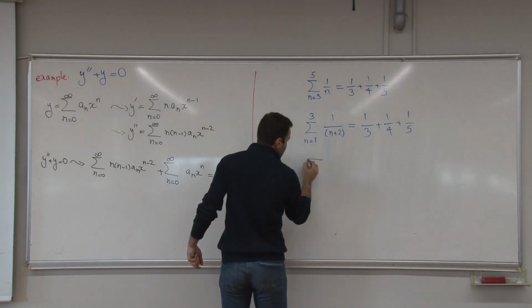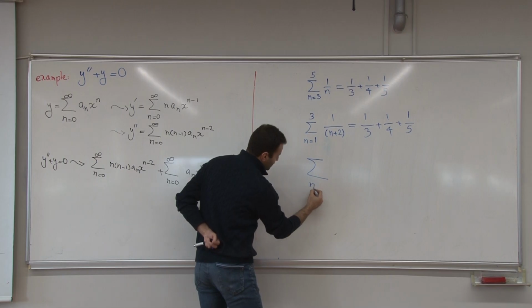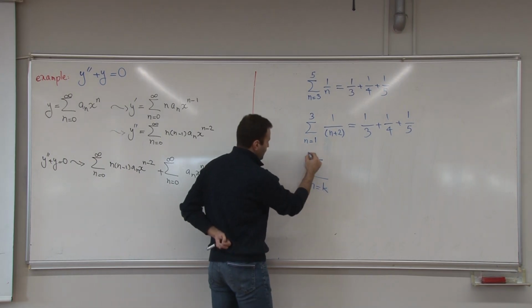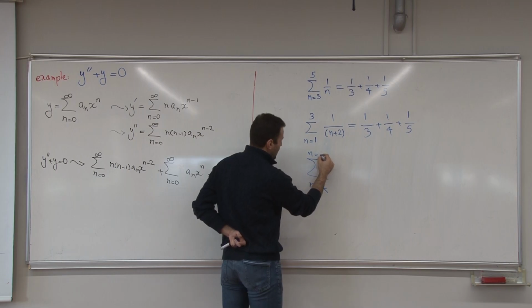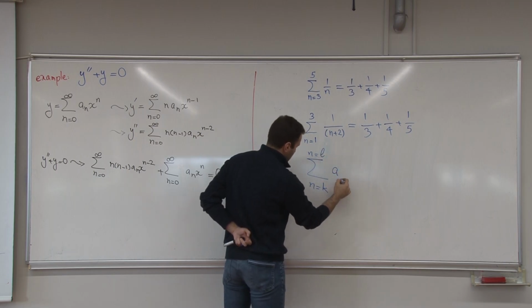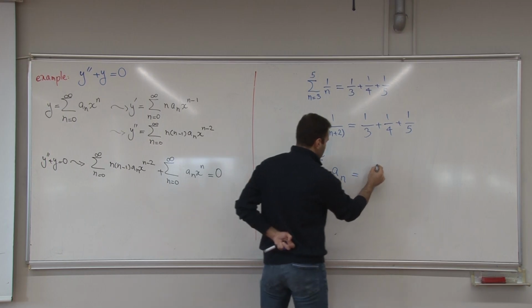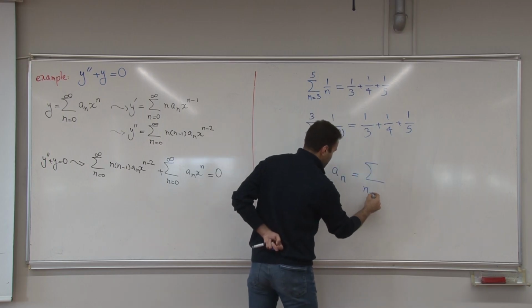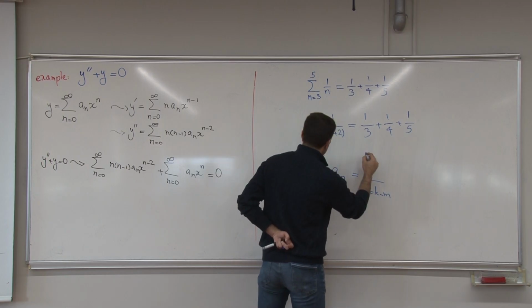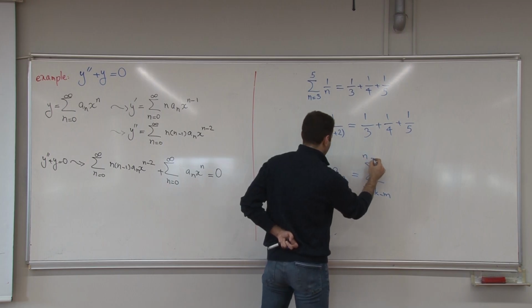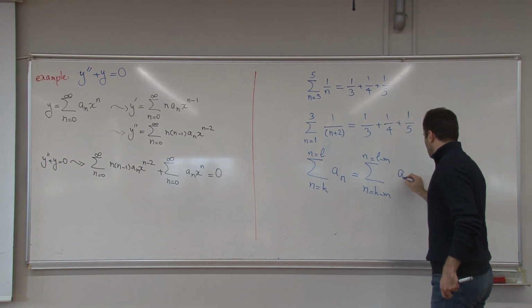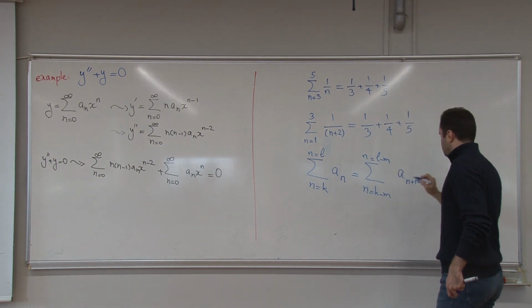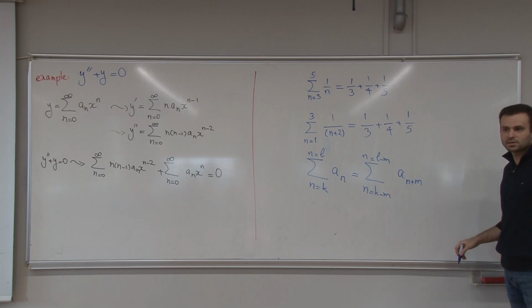Or generally, we can write this as: if our n is starting from k and going up to L, the sum of a n is equal to the sum from k minus m to L minus m of a n plus m. This is called the change of index.